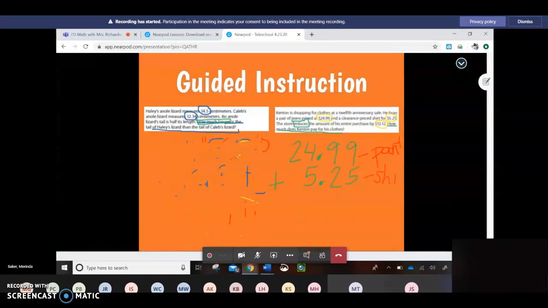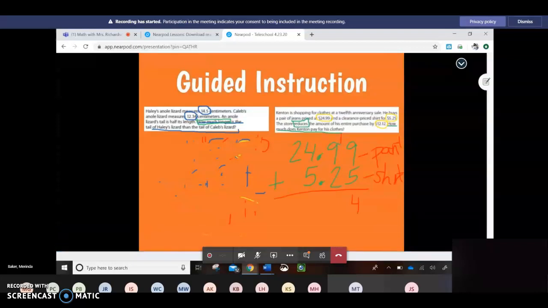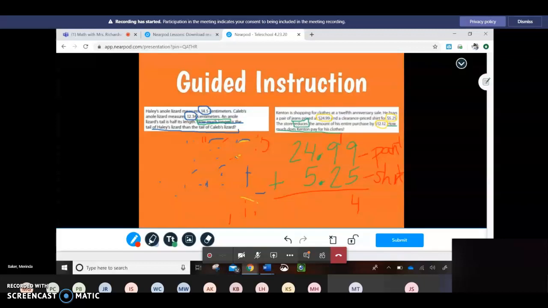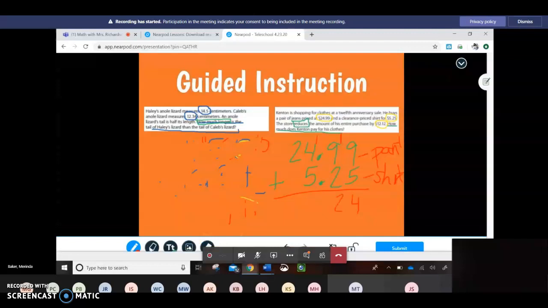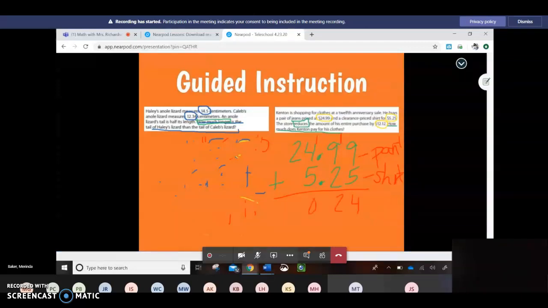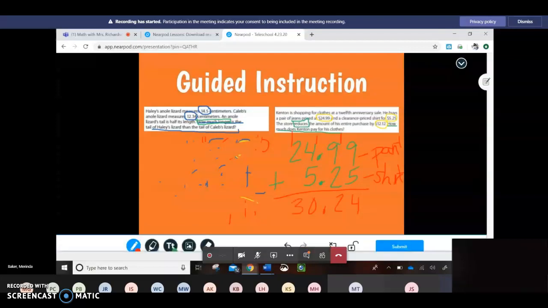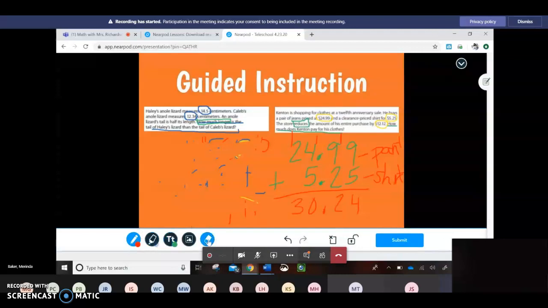So I'm going to go just like the size, and I'm going to add. 9 plus 5 equals 14. Then 1 plus 9 equals 10. 10 plus 2 equals 12. 1 plus 4 equals 5. 5 plus 5 equals 10. Then we move to the next place, and 1 plus 2 equals 3. So 30 and 24 hundredths.